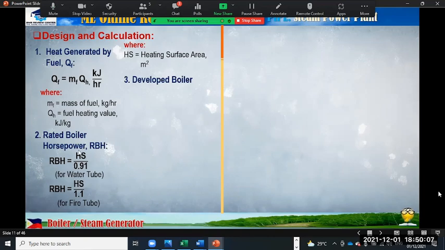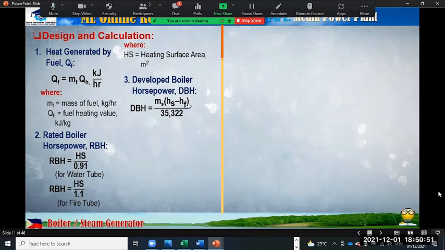Aside from the rated boiler horsepower, we do have the one called the developed boiler horsepower. The developed boiler horsepower is the actual horsepower that has been developed. And this is based on the energy of the steam that has been produced. So the energy of the steam is the product of the mass of the steam times the difference of the enthalpy of the steam and that of the enthalpy of the feed water. And of course, the unit of this one will be expressed in terms of kilojoules per kilogram, this one is kilograms per hour. So the unit here is kilojoules per hour, isn't it?